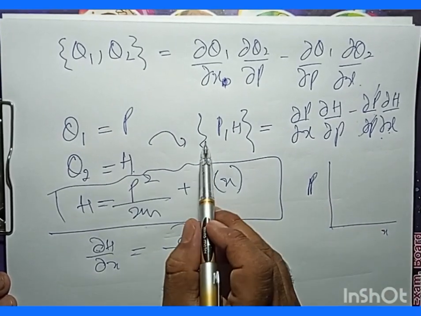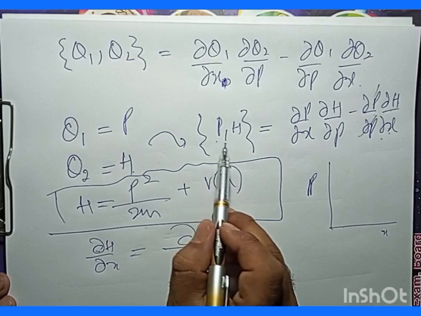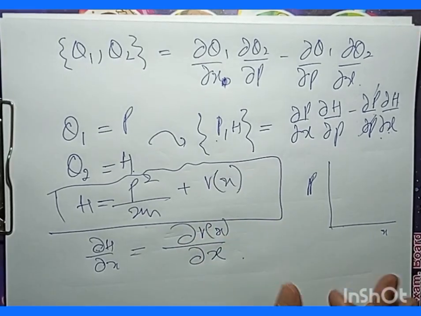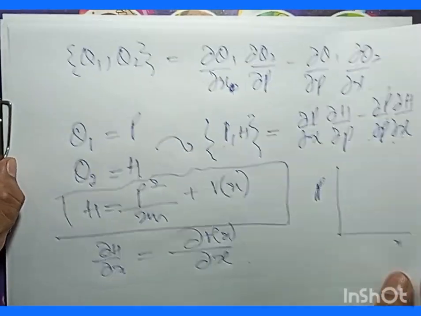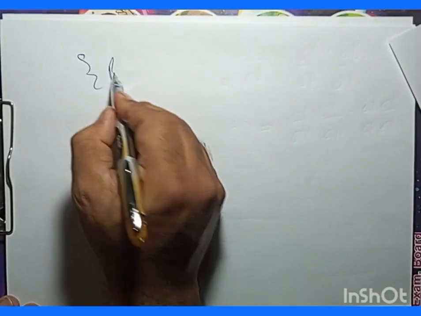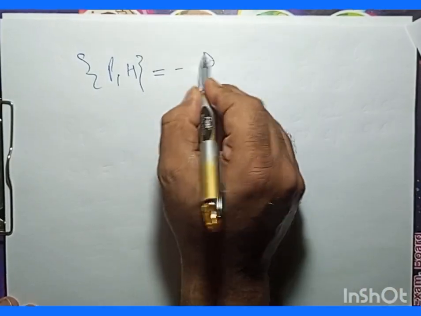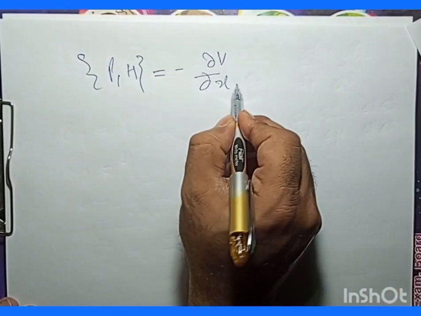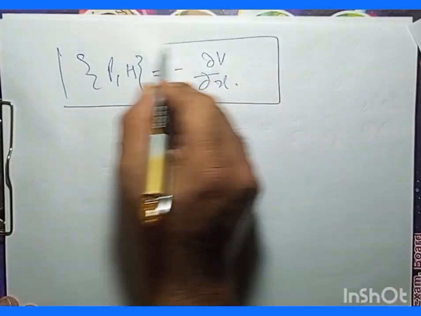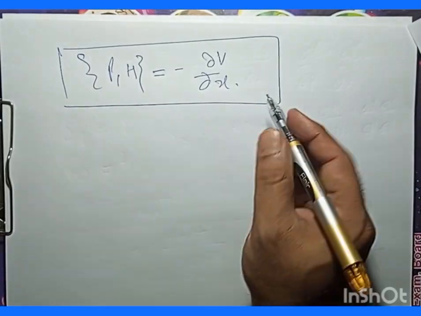So the Poisson bracket of the momentum and the Hamiltonian of the classical particle will give us P and H equal to minus dou V by dou x. And what is this dou V by dou x? It's nothing but force.